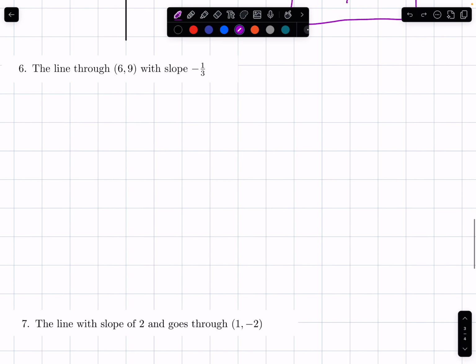Okay, moving on to number 6. So from now on, I'm just gonna do one of the methods. I'm just gonna pick one or the other as the graphing method. But since the instructions said I had to go to slope-intercept form, I might as well use that one at least some of the time.